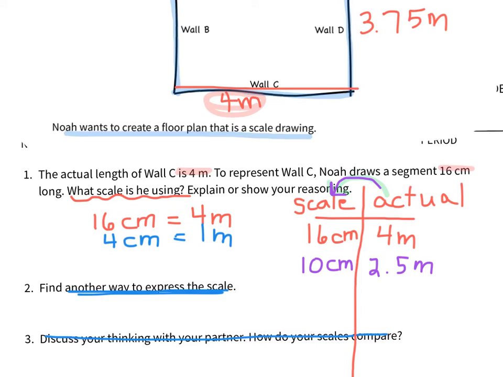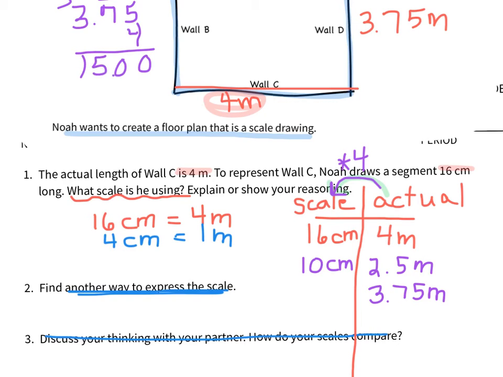Wall D is 3.75 meters. If I multiply it by 4, because the scale factor is the same for each of those sides, I should get the answer. 3.75 times 4 is 15, so it should be 15 centimeters long. So we're using that idea of a scale factor, in this case multiplying by 4, and we notice that the units changed, from meters to centimeters.